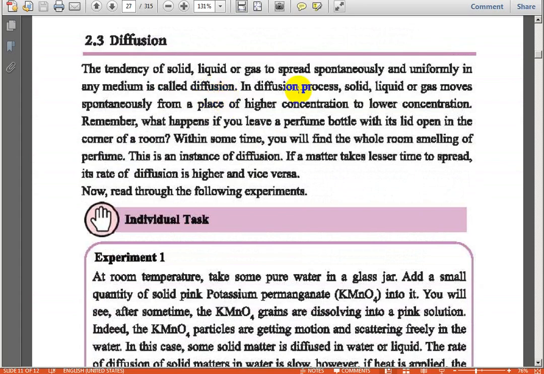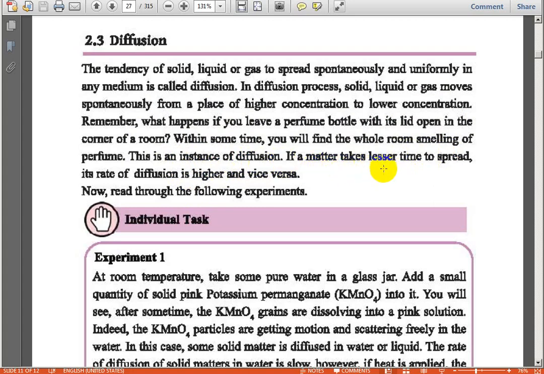Okay, the tendency of solid, liquid or gas to spread spontaneously and uniformly in any medium is called diffusion. In the diffusion process, solid, liquid or gas moves spontaneously from a place of higher concentration to lower concentration. Remember, what happens if you leave a perfume bottle with its lid open in the corner of a room? Within some time you will find the whole room smelling of perfume. This is an example of diffusion.